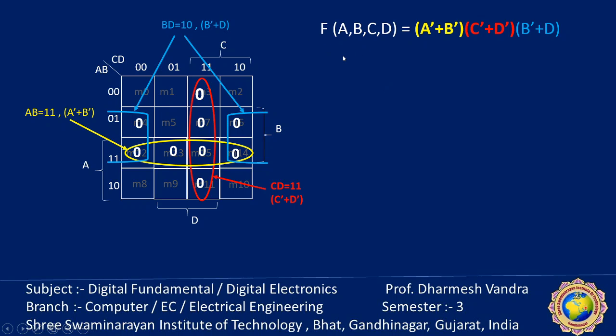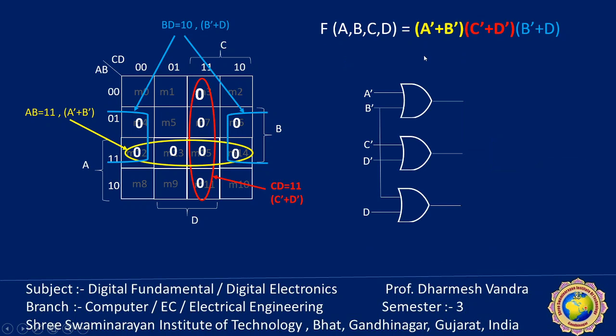When the function is given in product of sum form, the sum terms are first implemented: A dash plus B dash with the first OR gate, C dash plus D dash with the second OR gate, and B dash plus D with the third OR gate. So there are three functions, and then all outputs of these three functions are ANDed. So product of sum is implemented by OR-AND level implementation. Whenever our function is in terms of product of sum, the first level is always OR gates, and the output of each and every OR gate is ANDed with the second level AND gate. So OR-AND logic is normally useful for product of sum.